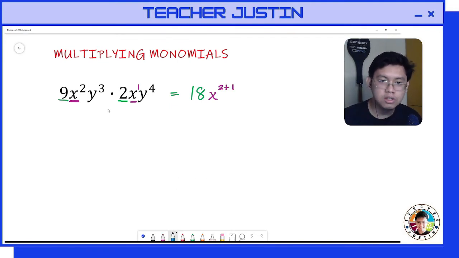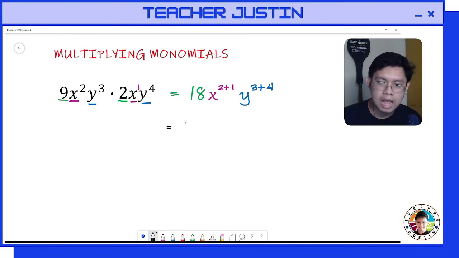Next, let's proceed to the variable y. y raised to 3 times y raised to 4. So we copy the base, the variable y, and then we add the exponent, 3 plus 4. Let's simplify the exponent.